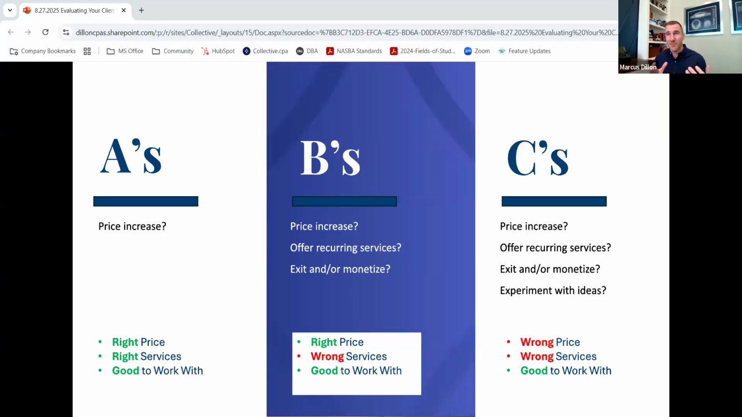So I see B's as opportunity. I see A's as stability and what you want to strive to do for your whole client list. But B's have a lot of opportunity. C's, there may be some opportunity there. They're not going to be as likely as on the B side. So that one you can actually experiment with pricing. You can be a little bit more aggressive with your C's. They're already on the two out of three, so maybe you don't care if they come back.